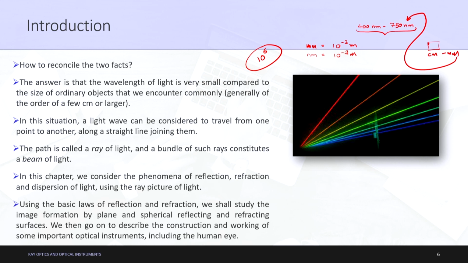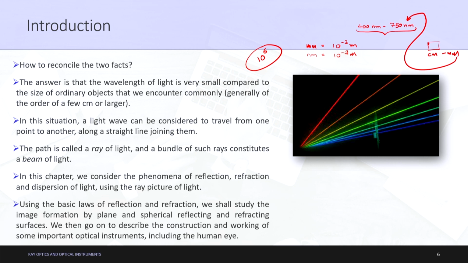It can be understood because the wavelength is very small compared to the object to be observed. Therefore, we can understand that small sinusoidal waves would be formed there, but these are so small that we can consider the complete thing as a straight line only. So, that is the thing to be understood here.